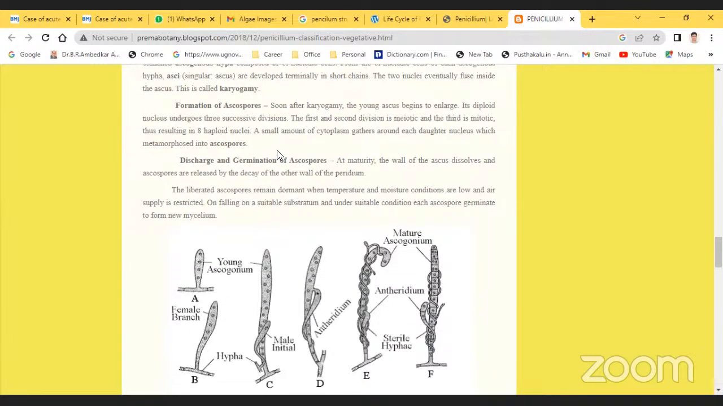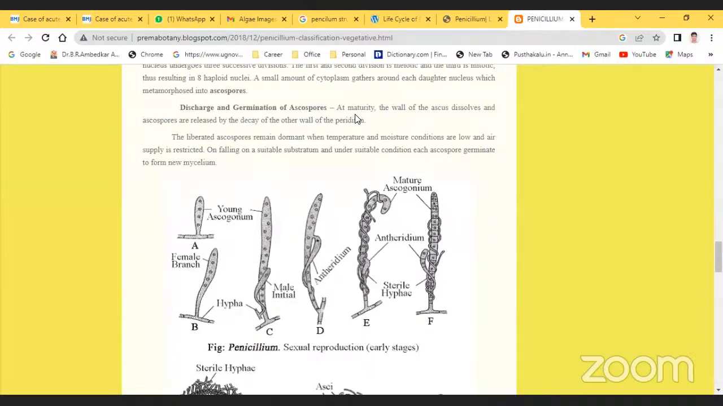The formation of ascospores. After karyogamy, the young ascus begins to enlarge, and its diploid nucleus undergoes three successive divisions. The first and second divisions are meiotic, and the third division is mitotic, thus resulting in 8 haploid nuclei. A small amount of cytoplasm gathers around each daughter nucleus, which is metamorphosed into the ascospores. So, discharge and germination of ascospores. At maturity, the wall of the ascus dissolves and ascospores are released by the decay of the outer wall of the peridium.